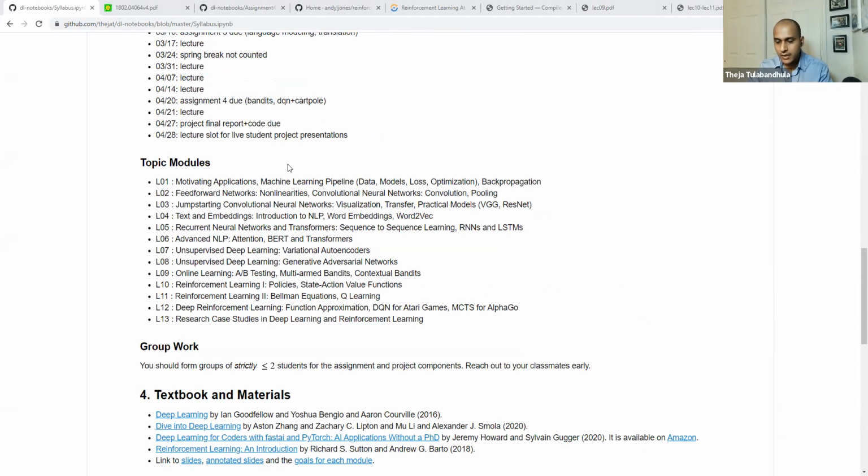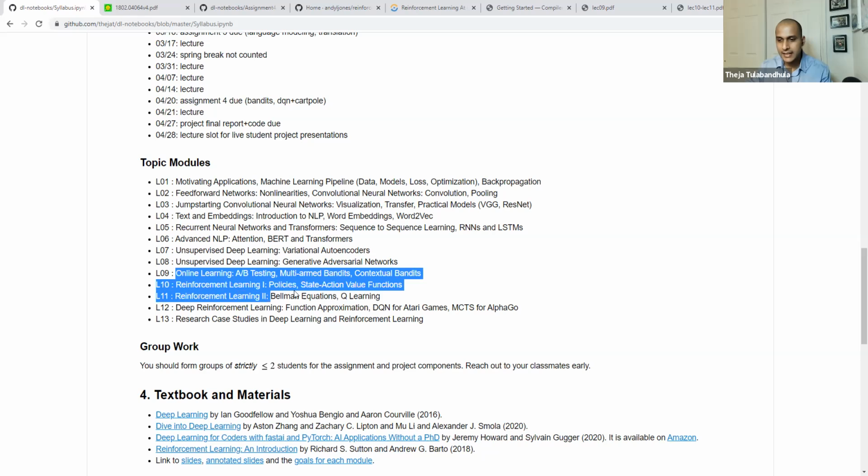Last week we talked about bandits a little bit. We were switching topics: we were finishing up the transformer architecture, and then we started talking about bandits as a way to think about sequential decision making. That set of modules are 9, 10, and 11.